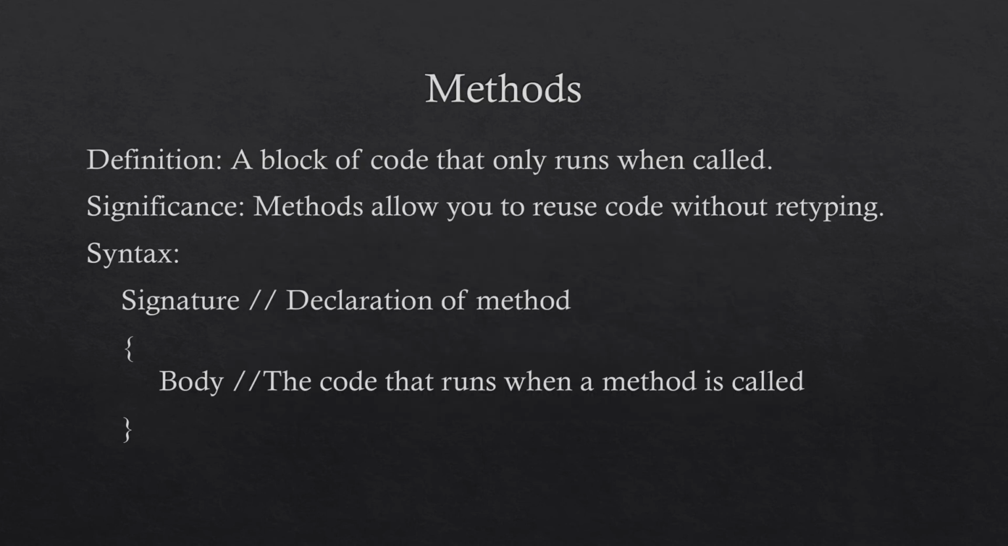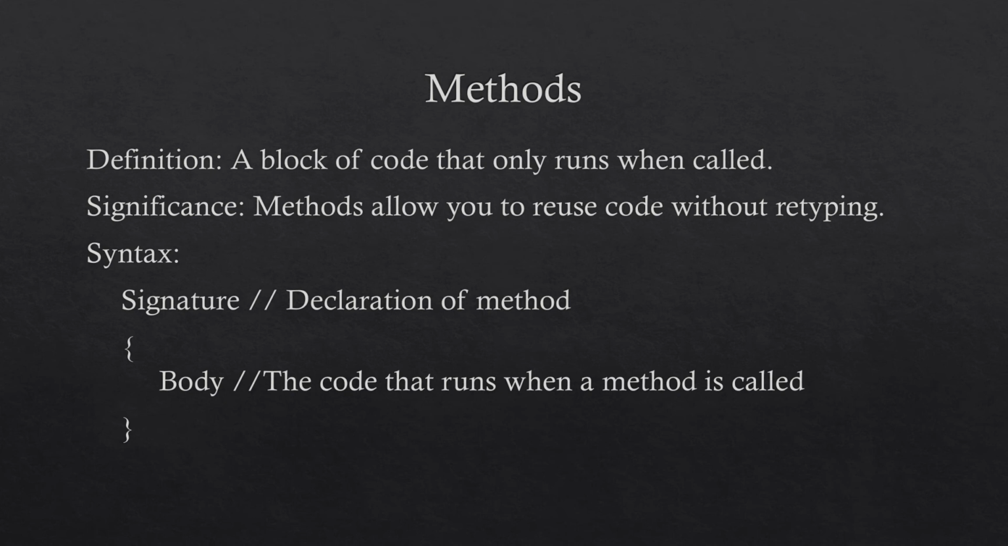So what are methods? A block of code that only runs when it is called. Methods allow you to reuse code without retyping it. So if you have some code that you want to run in multiple places in your program, you can just write a method and then call the method whenever you want to use it.